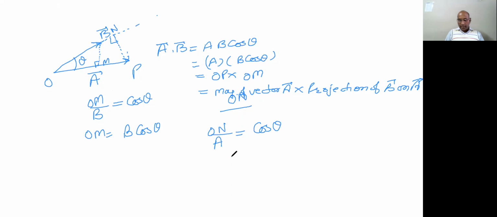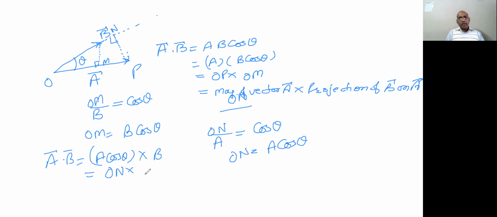So ON is again A cos theta, right? So your dot product A dot B can be written as A cos theta into B. A cos theta is ON, and OB is, whatever name you give this vector, suppose I write it as Q, equal to OQ. So OQ is vector B, and ON is the projection of A on B.